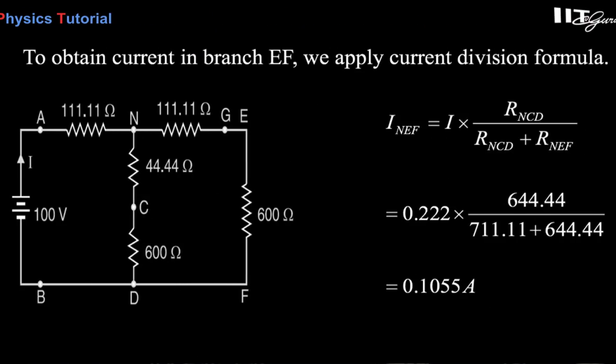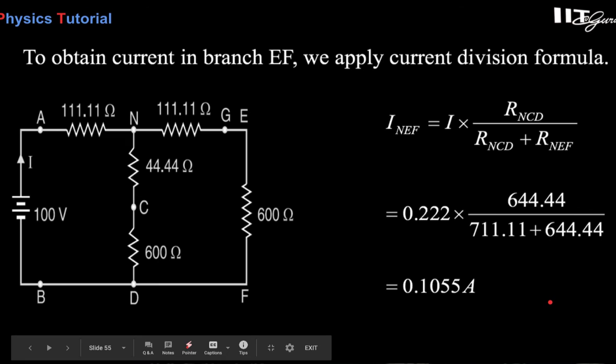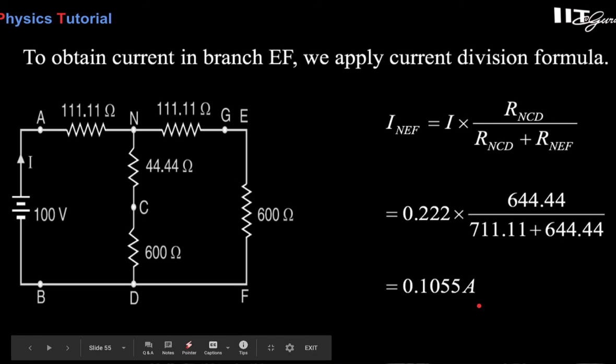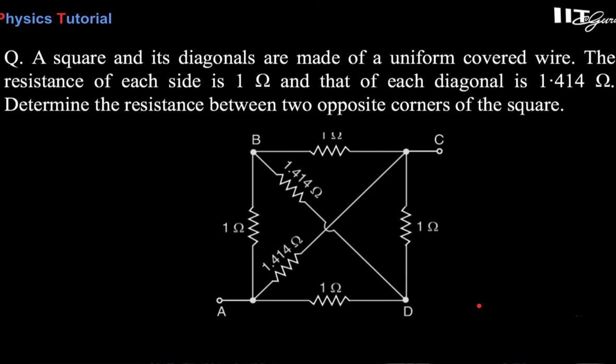Now let's find, to obtain the current in branch EF, we apply the current division formula. The current division formula, you all know, goes in reciprocal to the ratio of the resistances. So the current in the EF branch is given by I into R of NCD upon R of NCD plus R of NEF. In this way, you can find this current also. So let's take some more problems for practice for yourself.